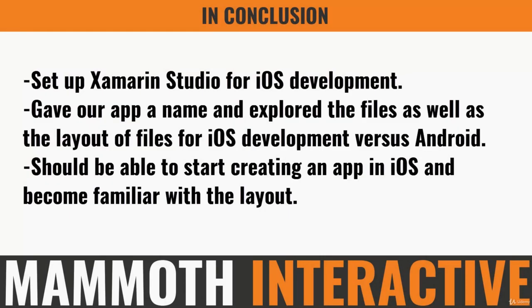In this part of our tutorial, we just set up Xamarin Studio for iOS development. Very similar to Android development, but again with subtle differences. So we did that by first creating our app, giving it a name, and exploring the files, as well as taking a look at the layout of the file system for iOS versus Android development. So by now you should be able to start creating an app in iOS, as in you should be able to create one, give it a name and a location, and become a little familiar with the layout and the differences between designing in iOS and in Android.